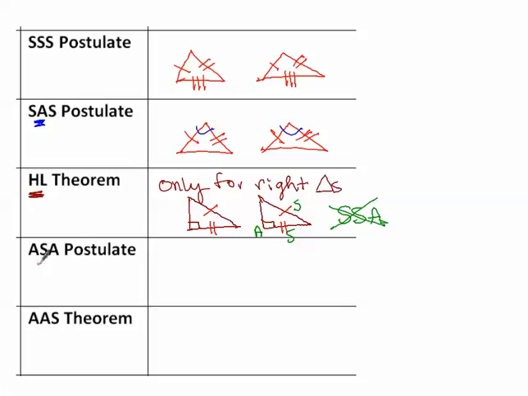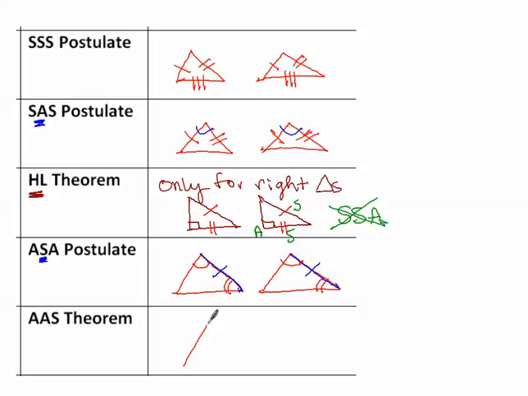Then we have the angle-side-angle postulate. Let's show what that looks like. Draw your two triangles. We have two pairs of congruent angles. And then the side that's congruent is the one between the two angles. So from angle to angle, that's the side connecting. Angle to angle, that's the side connecting. That's the angle-side-angle postulate.